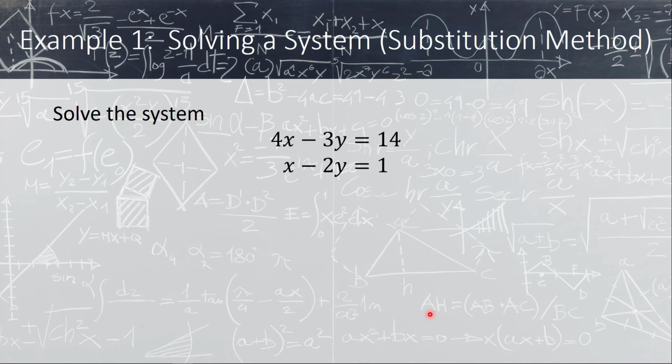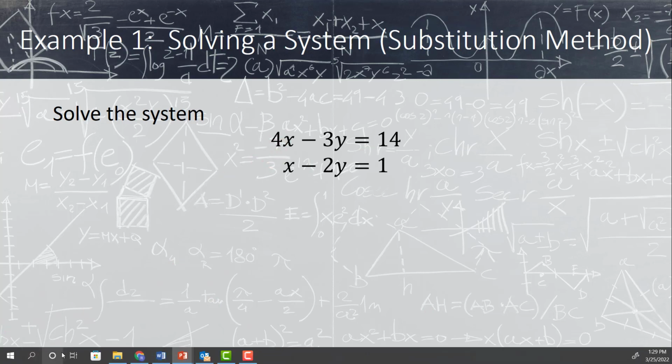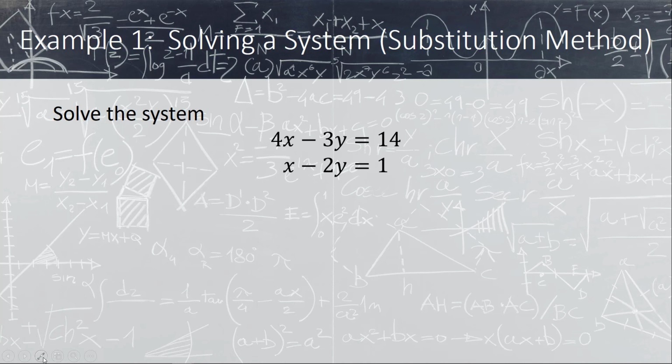So here is our example using the substitution method. And here we want to solve this particular system. The first thing that we want to do is solve for one variable in terms of the other variable, and it would make sense to try to solve for x in terms of y. So let's go ahead and do that using this equation right here. If we do, we will have that x is equal to 2 times y plus 1.